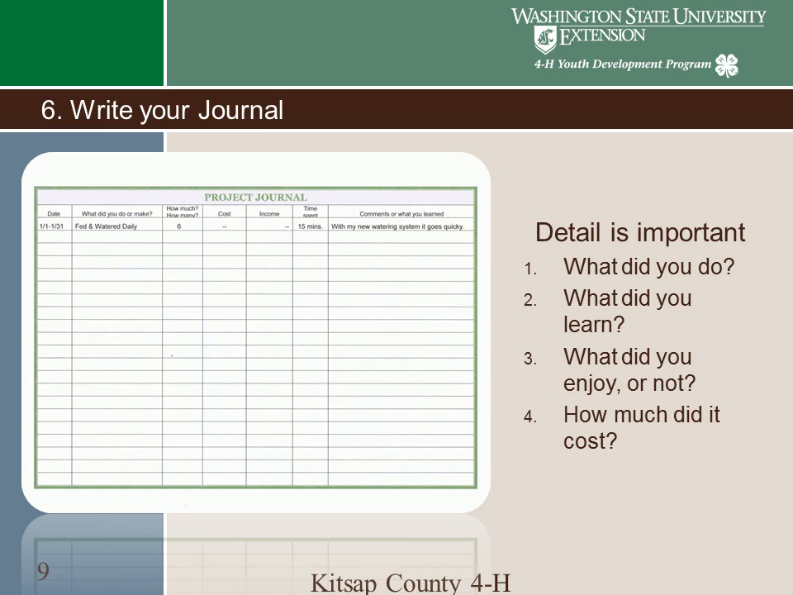Complete a separate project journal for each project in which you are active. For instance, dogs, leadership, know your government. You may print out as many pages as you need for your project journal.